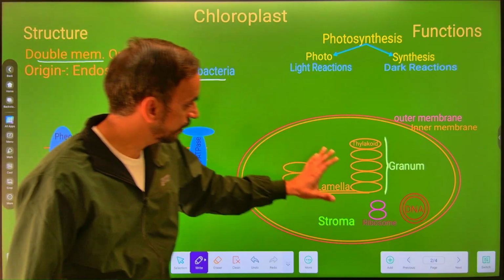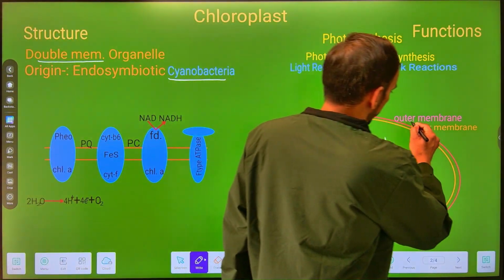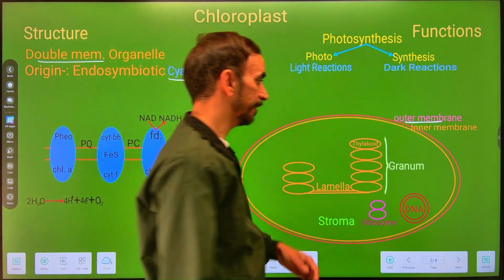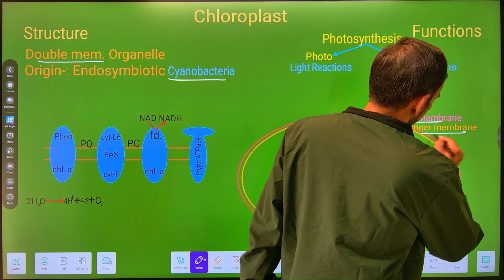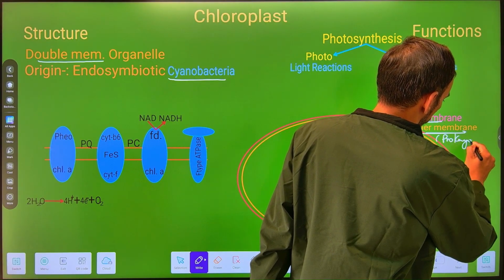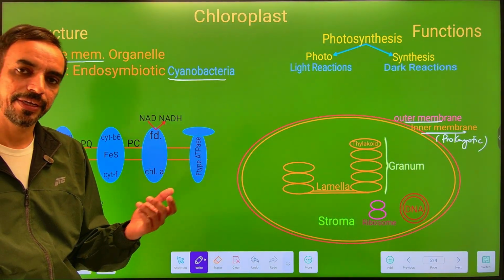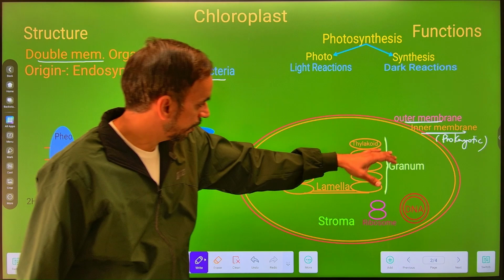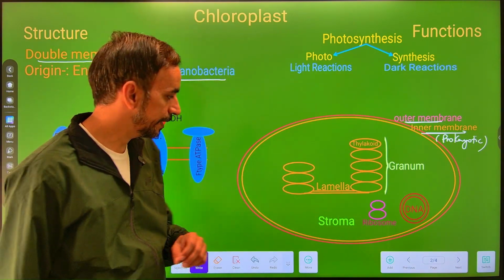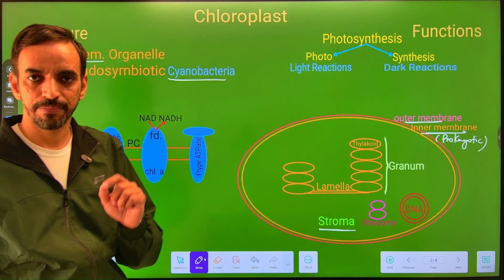So if you talk about the structure of this chloroplast, it has an outer membrane which is eukaryotic in origin. We have an inner membrane, and this inner membrane is prokaryotic in origin. It is the bacterial membrane. Now the internal fluid filled cavity in the chloroplast is known as stroma, which is equivalent to the mitochondrial matrix.